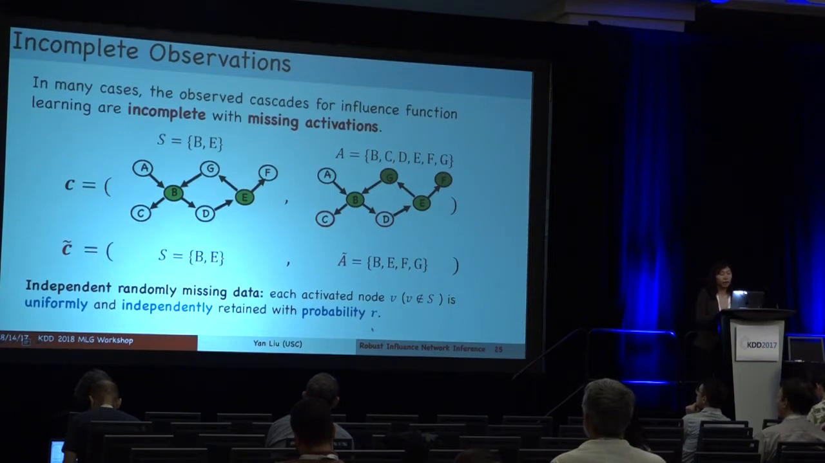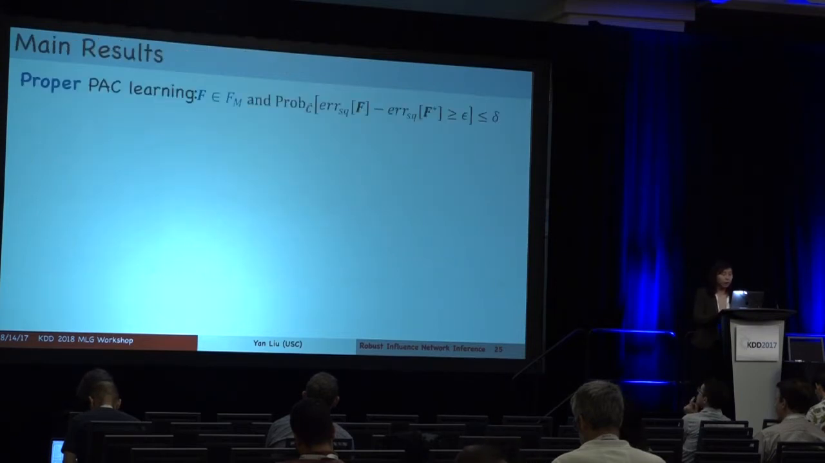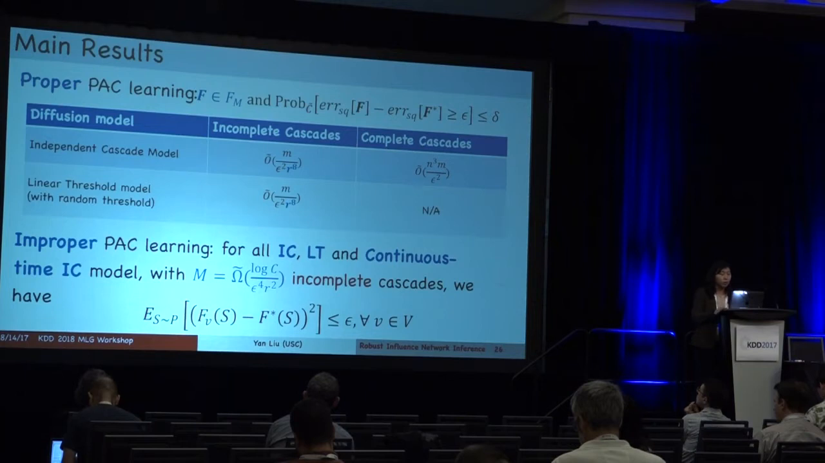After that, we assume the data will be missing at random. It's not literally practical in many real applications, but for analysis purposes, we assume the data will be missing at random with probability 1 minus R. Okay, and next I'm going to show you the main results. So what we have developed is as follows.